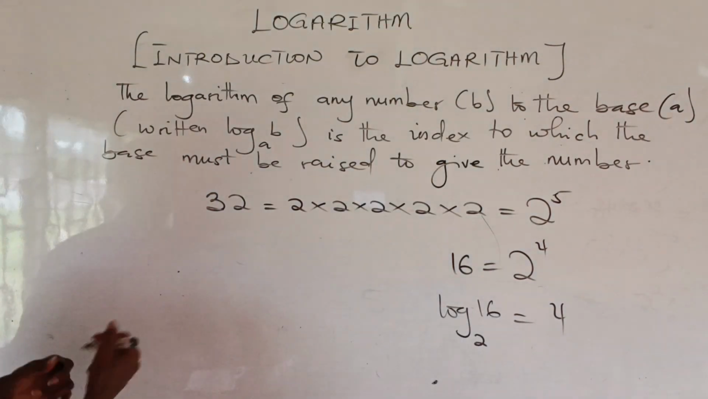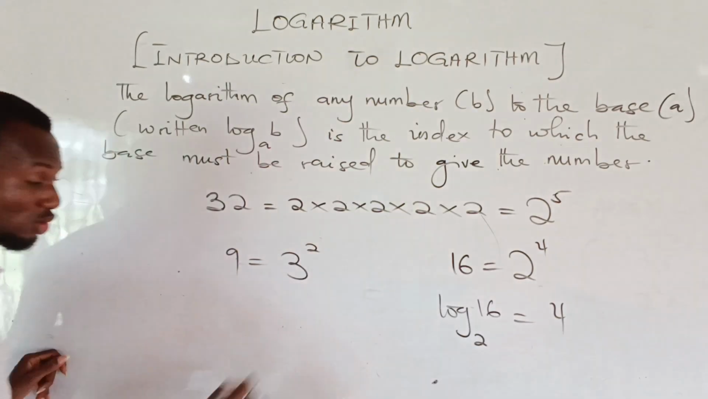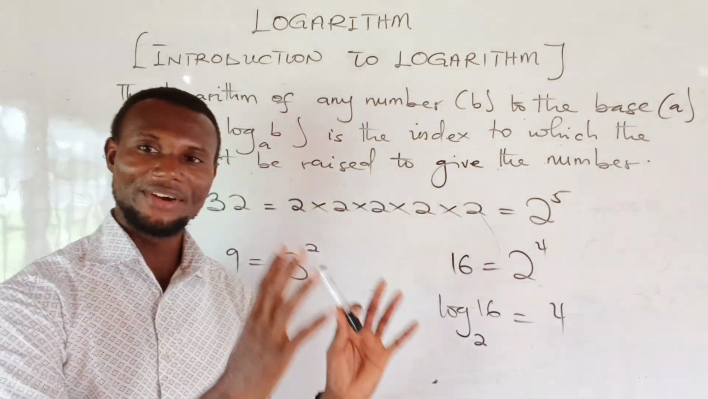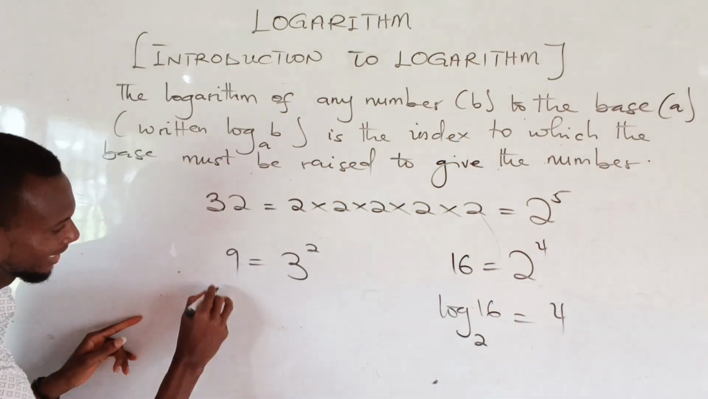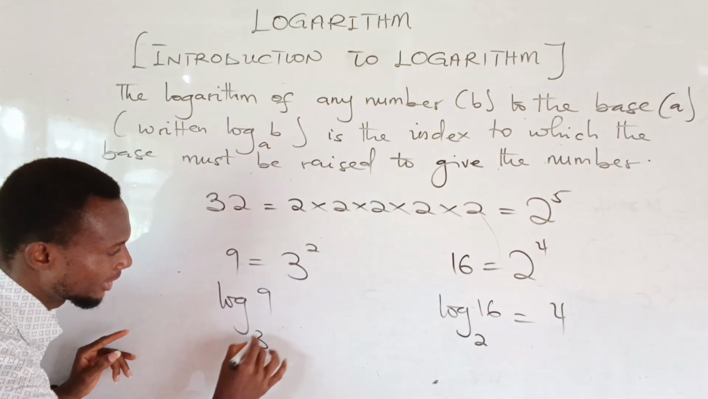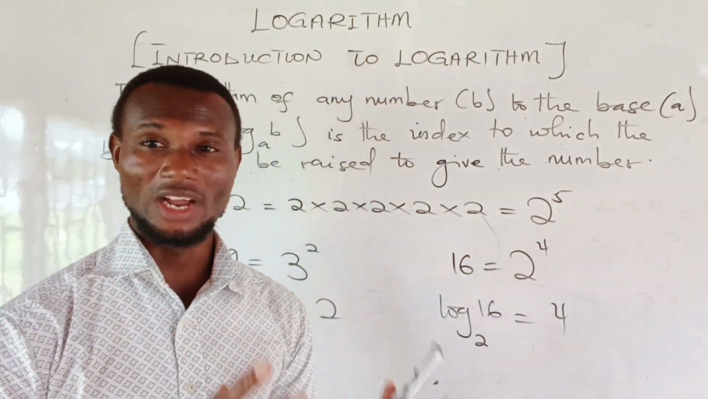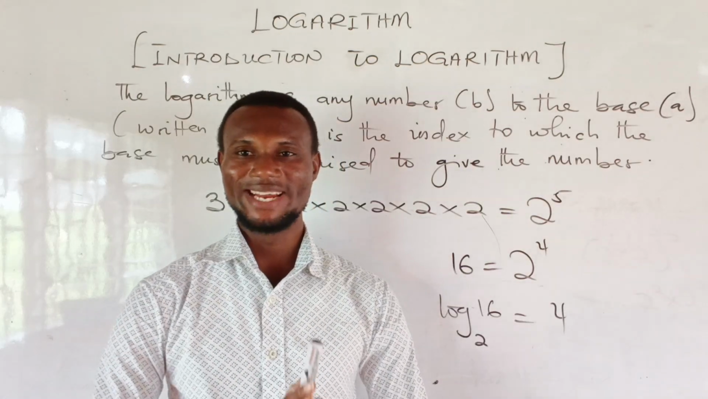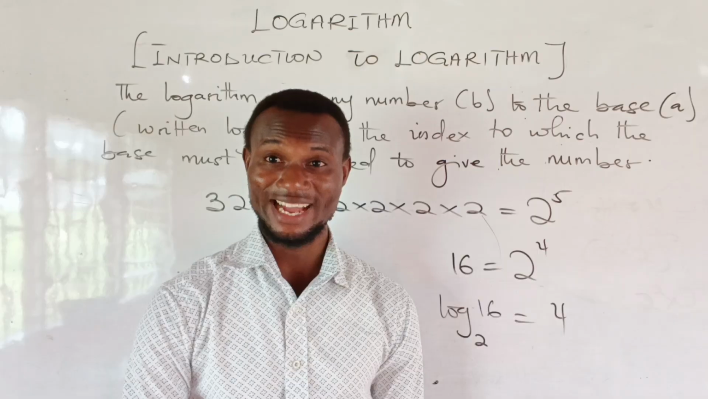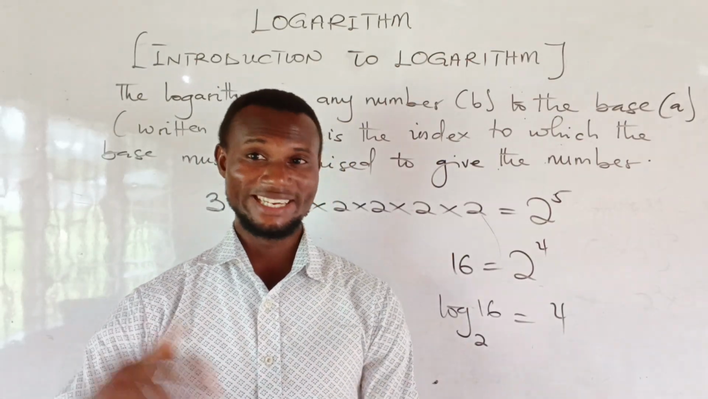Let me say I have 9. So 9 will be equal to 3 to the power 2. Now, the logarithm is saying that when I pick the log of 9 to the base 3, it should be equal to 2. So that is the logarithm law. I hope the explanation is clear enough up to this point. We are going to use this understanding to derive other things about logarithm in the next video.